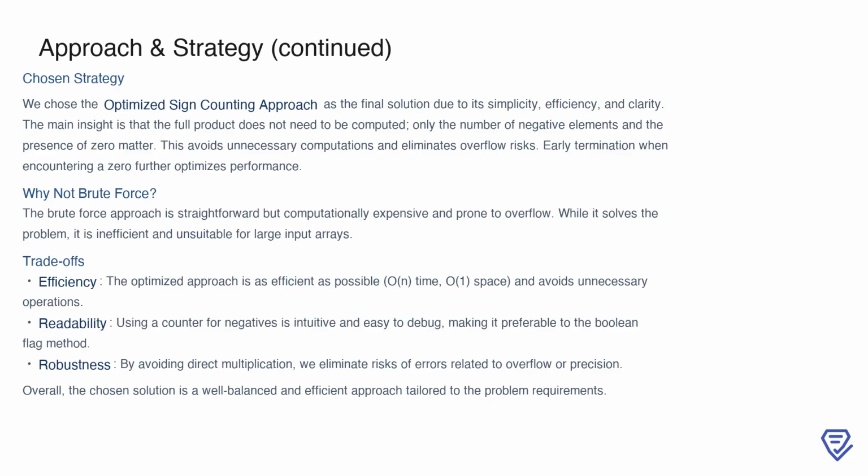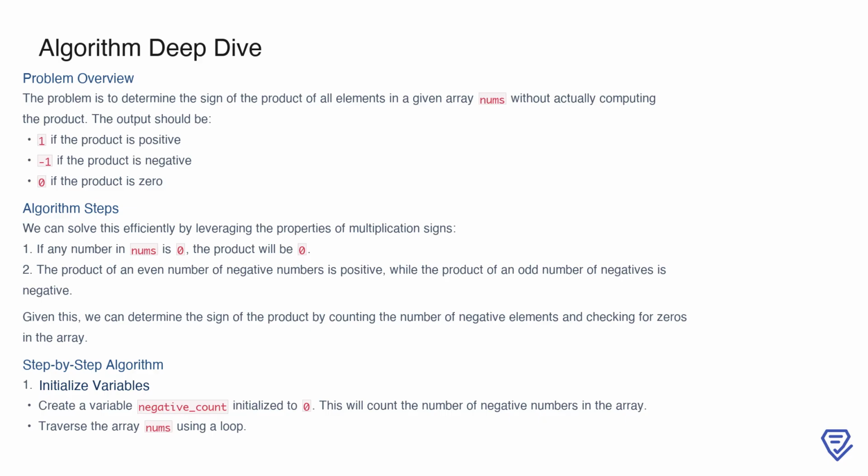The task in this problem is to determine the sign of the product of all elements in an array without actually calculating the product. This means we focus entirely on the sign: positive, negative, or 0. The output should be 1 if the product is positive, -1 if it's negative, and 0 if the product is 0. To solve this, we rely on the properties of multiplication signs.